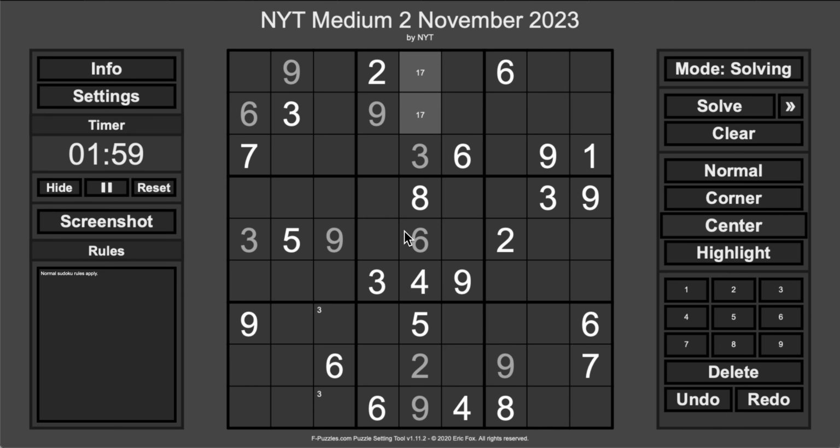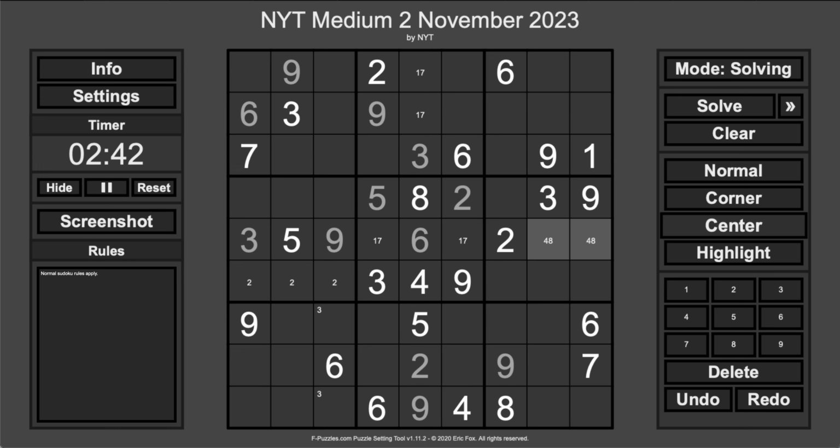Let's see. This 2 rules these out, and this 2 rules this one out, so 2 in box 5 is there. Okay, box 5 is missing 1, 5, and 7. Neither of these can be 5, so that one is. These are now 1 and 7. So these two are 4 and 8. That finishes out row 5.